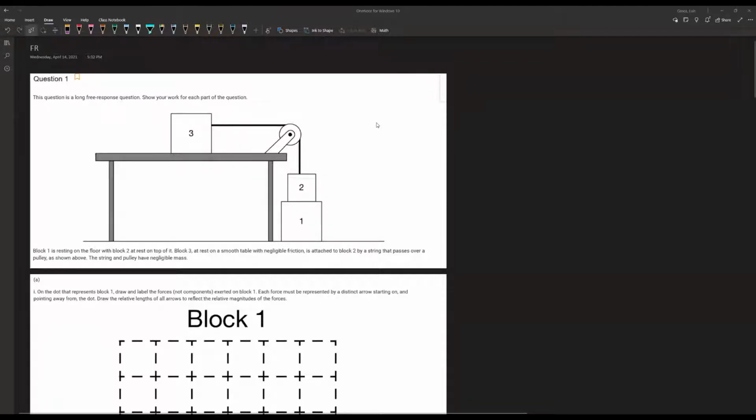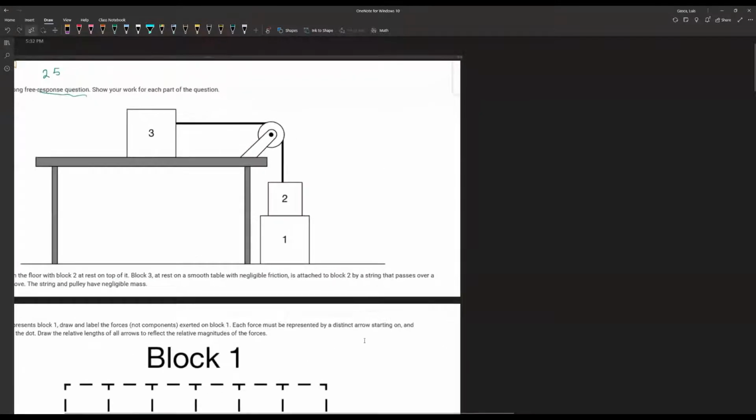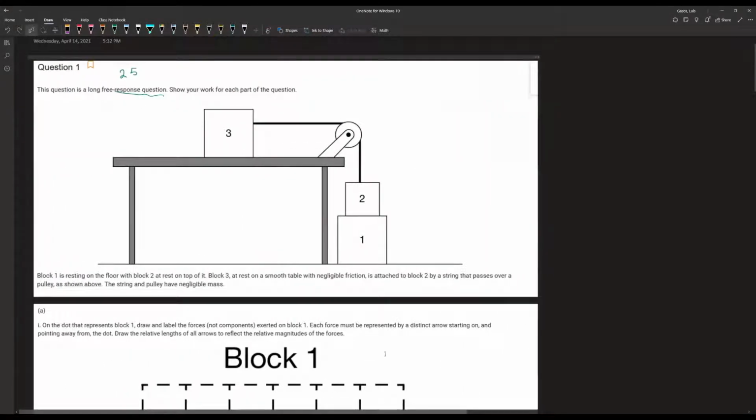Okay. So this is a long free response question. Chances are this one's going to be about 25 minutes. And let me zoom in a little bit just because my hand feels like it's moving too small for what it's writing. Okay. So it's going to be about a 25-minute question.